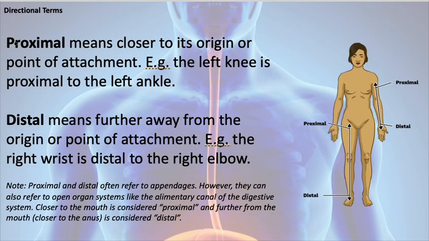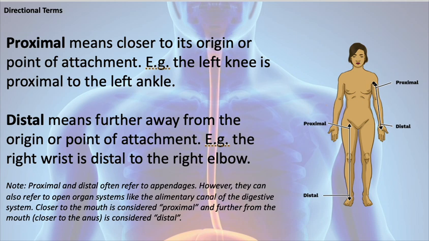Now we have proximal versus distal. Proximal means closer to its origin or point of attachment. So the example here is that the knee is proximal to the left ankle. So proximal and distal often refer to appendages, referring to the limbs, for example, because proximal just means closer to the point of attachment.